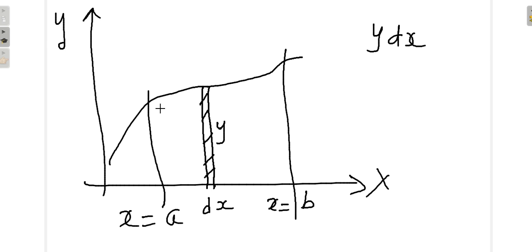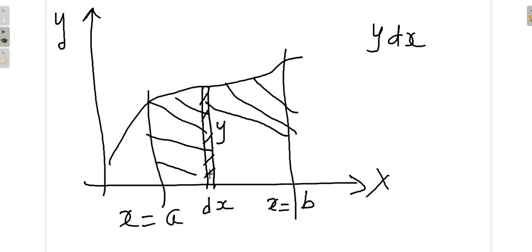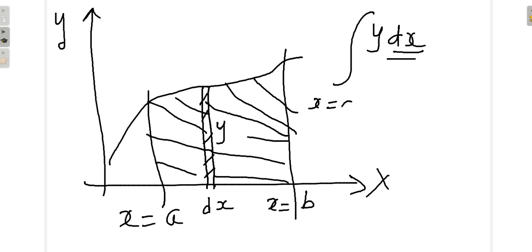Now we are interested in finding this entire area. So you can move this strip from this end to this end. That will cover the entire area and you can integrate it. So the total area will be given by the integral of y dx, and please note that since integration is with respect to x, the limits will be from x equal to a to x equal to b.